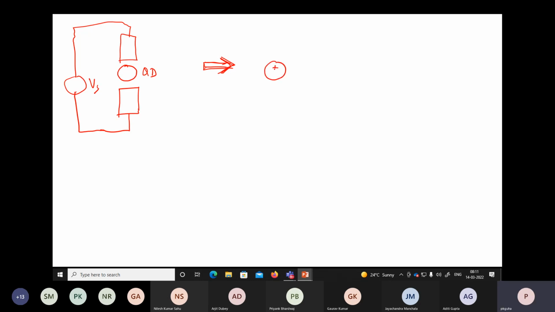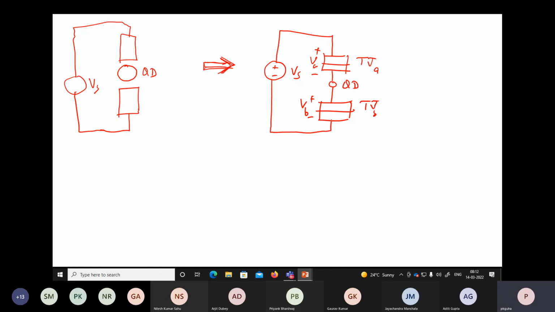Let me briefly mention the relations. This is one tunnel junction, which we represented as TJA, and the corresponding voltage was VA. This is the quantum dot, and there is another tunnel junction, TJB, with the corresponding voltage VB. So this was our basic circuit.